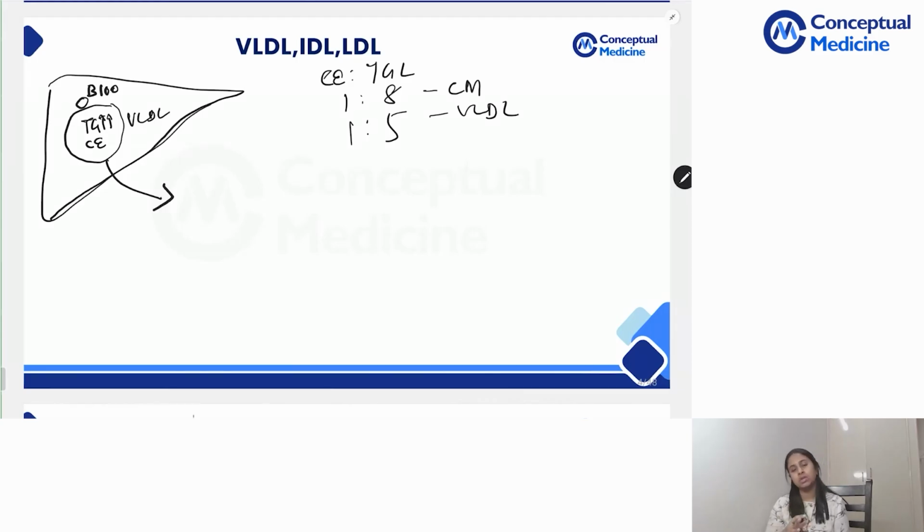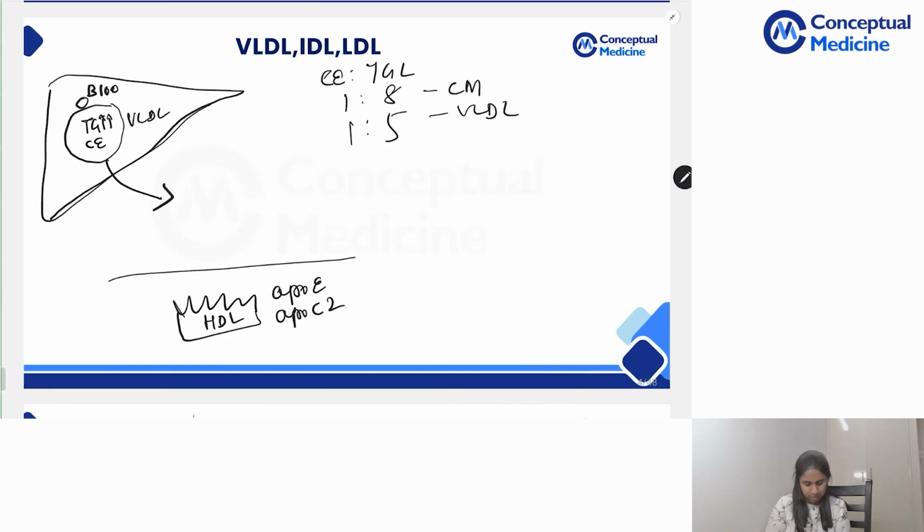The VLDL will also undergo the same fate as your chylomicron. Within the venous plexus, as usual, your donor, HDL, will come and donate all its things. It will donate ApoE, ApoC2, and ApoAV to your nascent, naive VLDL. Once they receive that, they form mature VLDL. So it has now C2, AV, E, and B100.